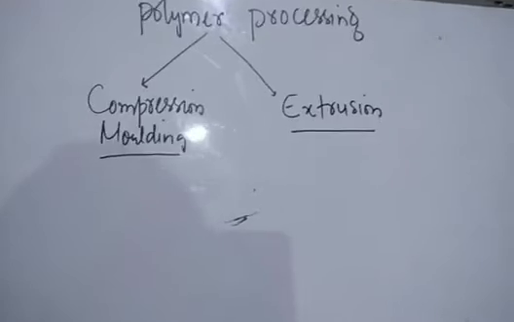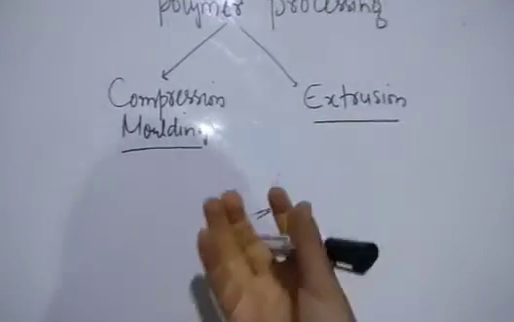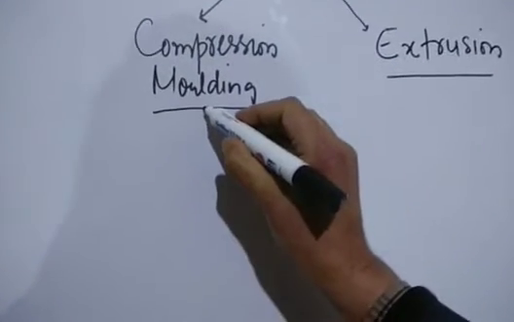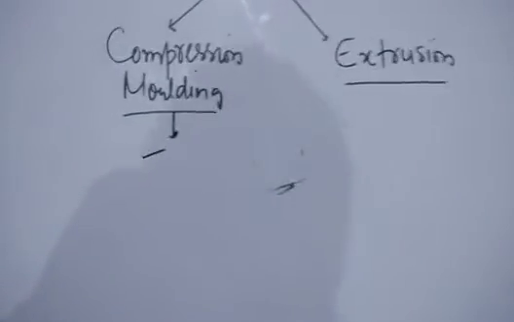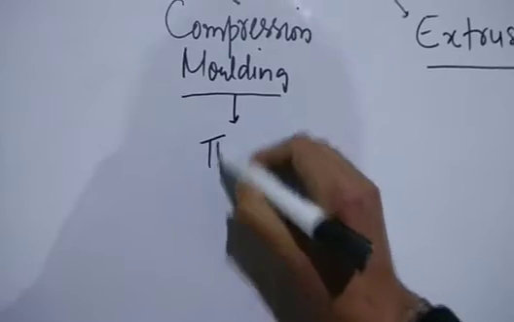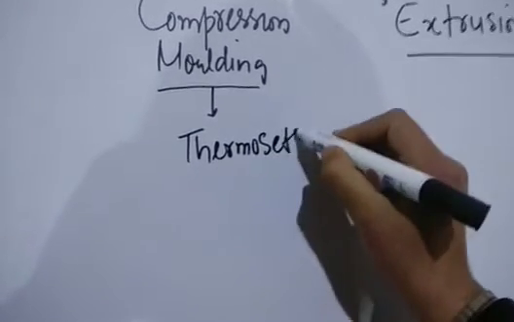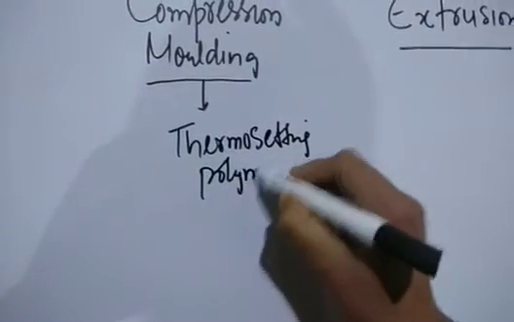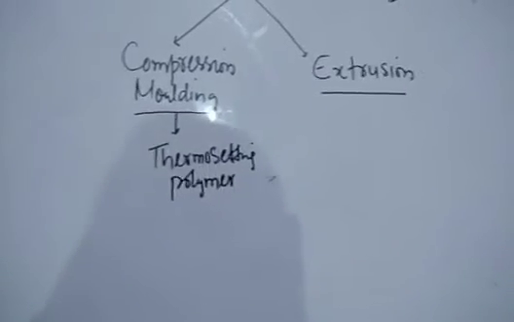Now, this is the compression molding method, जो है, इससे जो हम articles बनाते हैं from the polymer, it is usually used for thermosetting polymers. It's very important. So it's used for thermosetting polymers. And I have discussed in the previous lectures what you mean by thermosetting polymer.